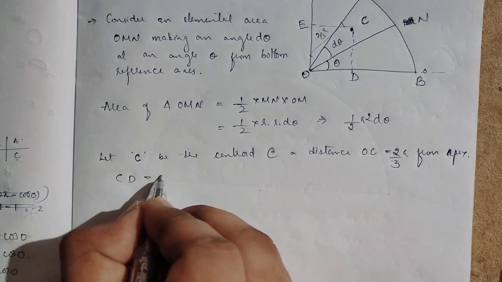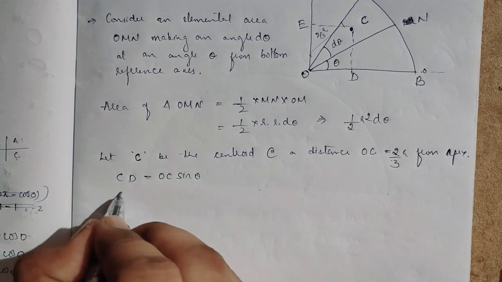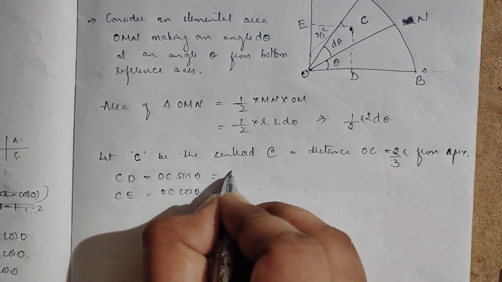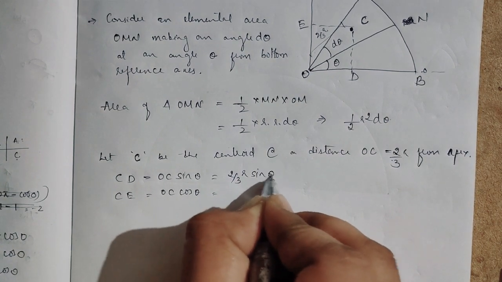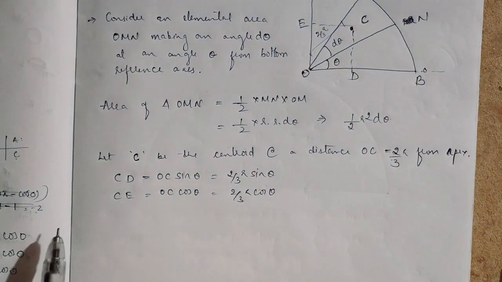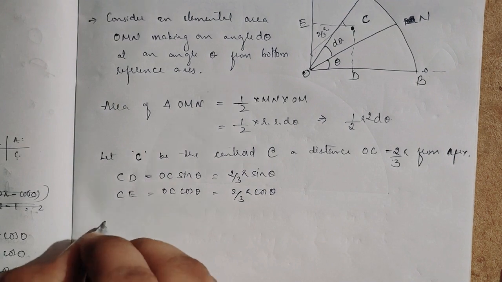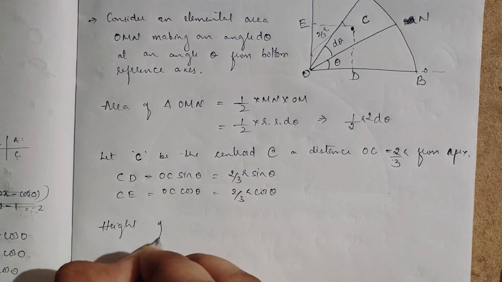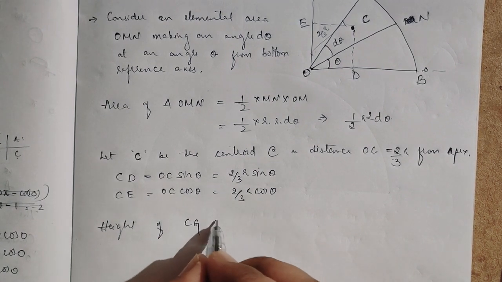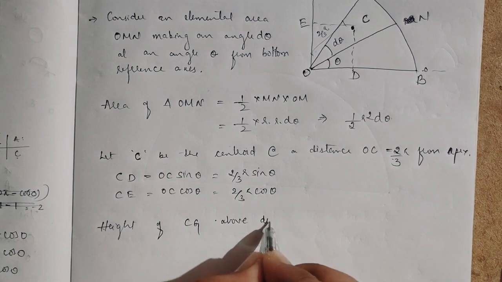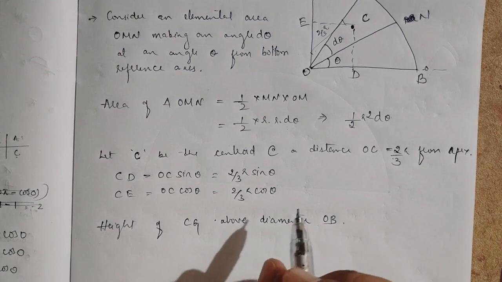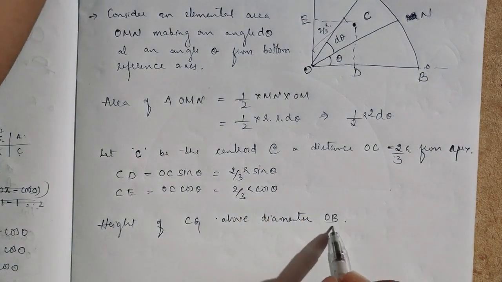So what we got: CD is equal to OC sin theta, and CE is equal to OC cos theta. This is nothing but 2 by 3 r sin theta and 2 by 3 r cos theta. So this was about the elemental strip. Now we will find the height of the center of gravity above the diameter OB, the reference axis.